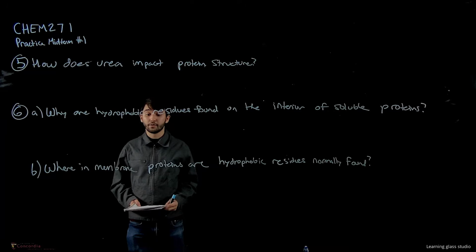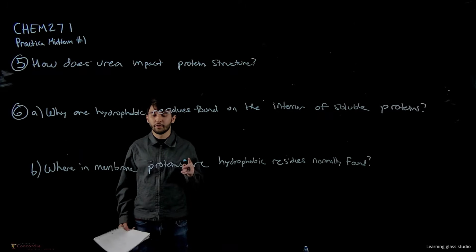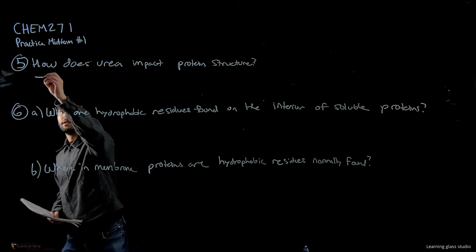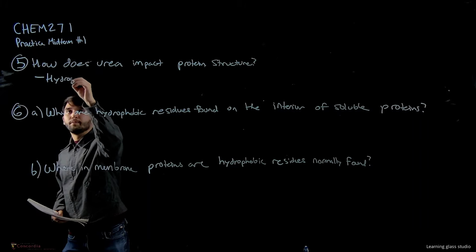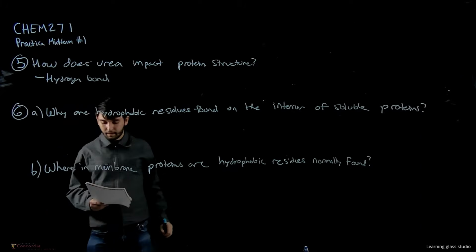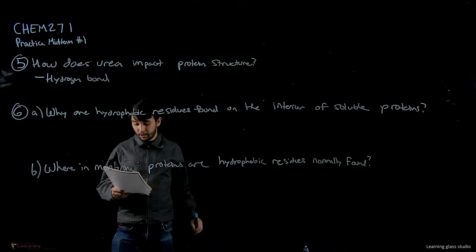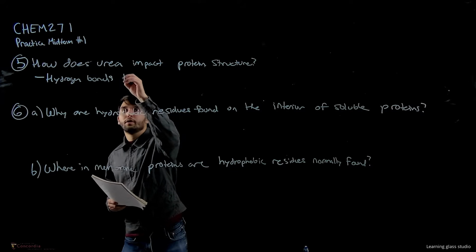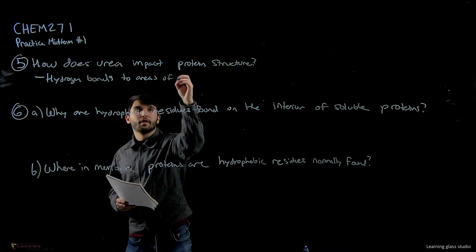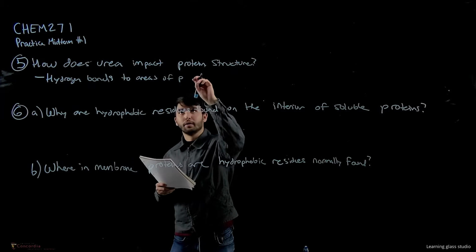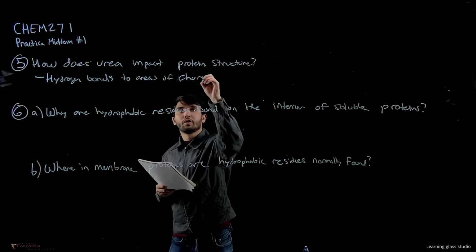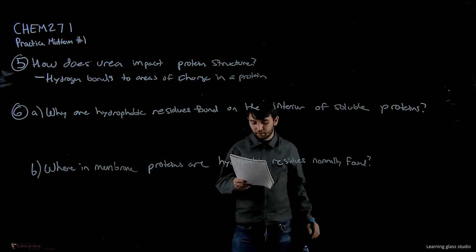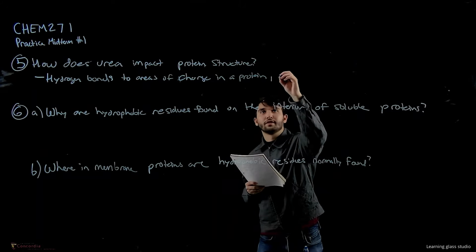All right, now on to question 5. Question 5 is, how does urea impact protein structure? So urea has the ability to hydrogen bond, all right? And it will hydrogen bond to areas of polarized charge within a protein. And what this will do is this will disrupt non-covalent interactions in the protein.